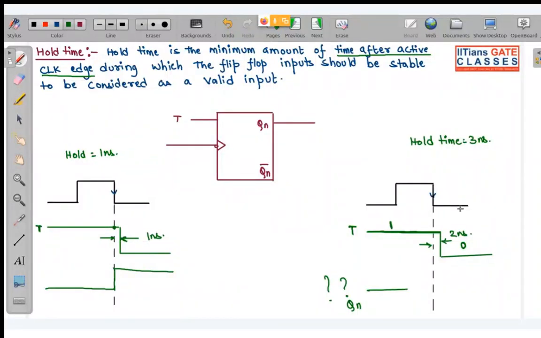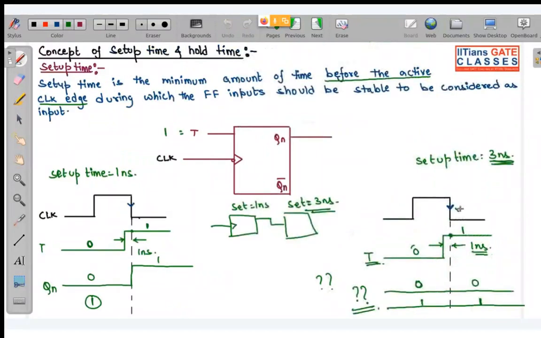Yes, sir. And similarly for setup time also, if that duration is less than the setup time, we have to write Qn as don't care. Yes, you have to write it as don't care. Is that clear? Okay. So this is the concept of your setup time and hold time.